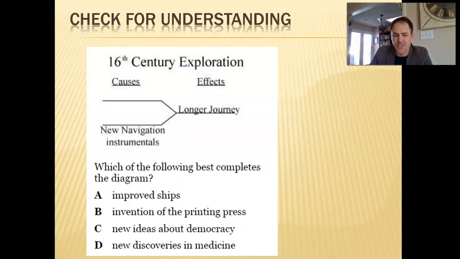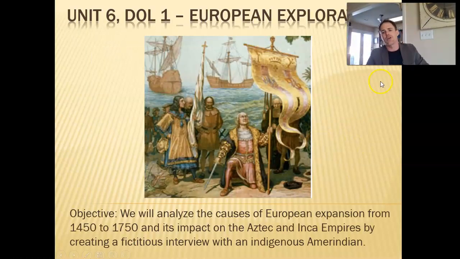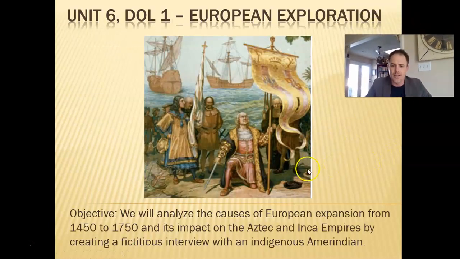So let me pause here, check your understanding, answer this question, I'll come back. Pause now. All right, so which of the following best completes the diagram? Those new improved ships, right? That's a cause, along with those new navigational instruments, to these longer journeys, which meant that the Europeans could cross the Atlantic Ocean. All right, so we're pressing along, talking about European exploration, the causes, as well as the impact on the Aztec and Inca empires. Let's keep going with our lesson.